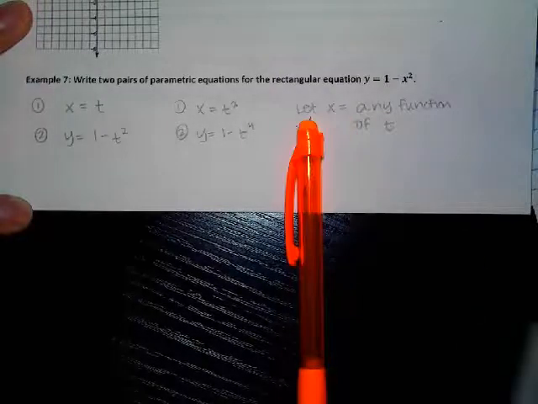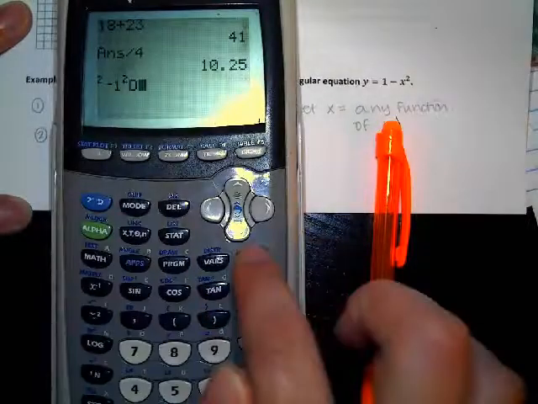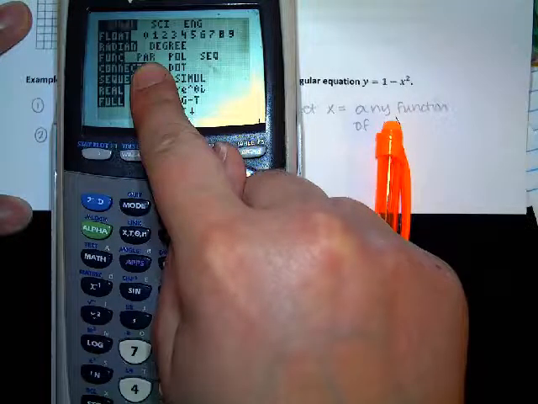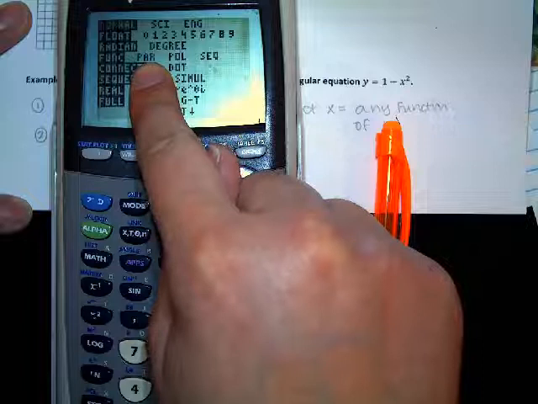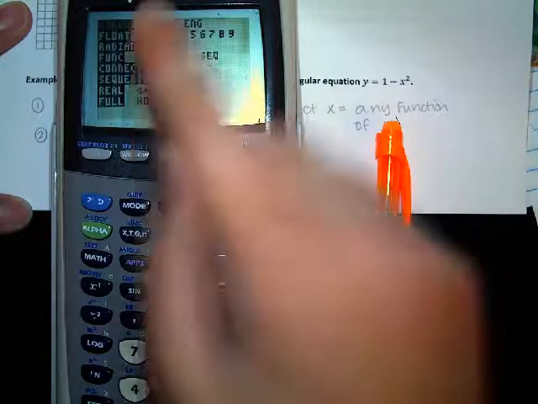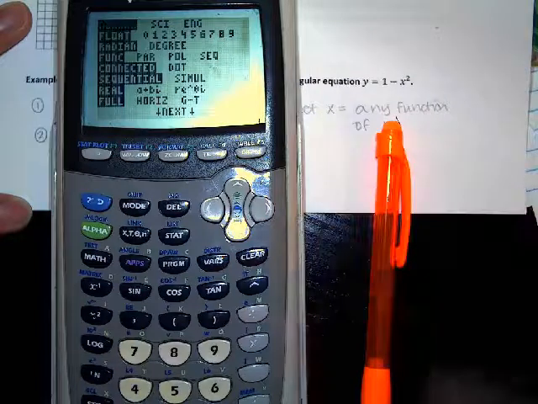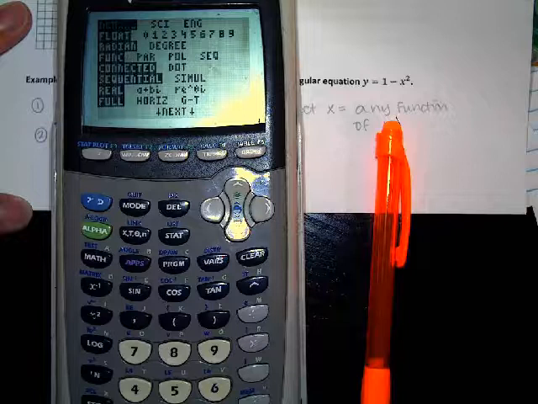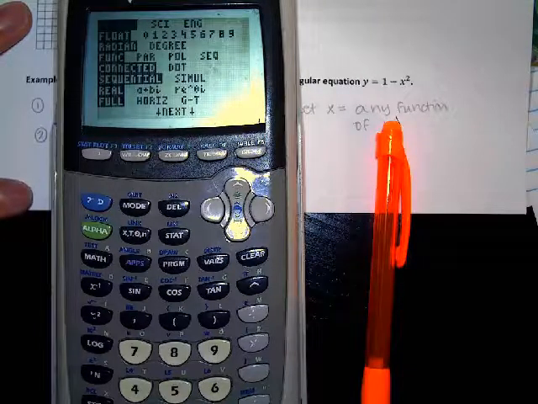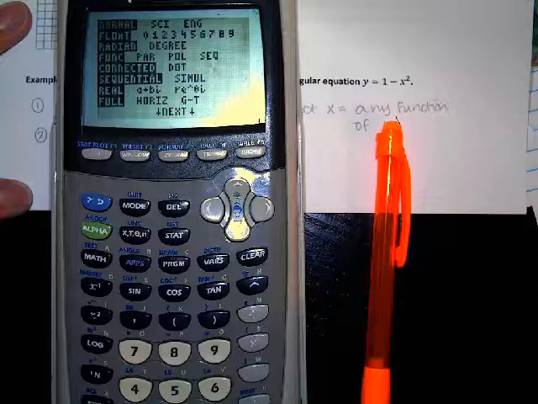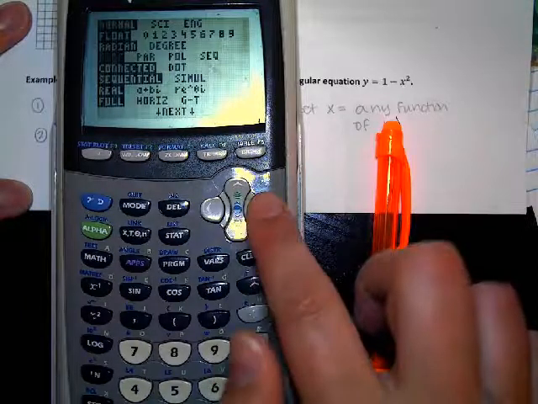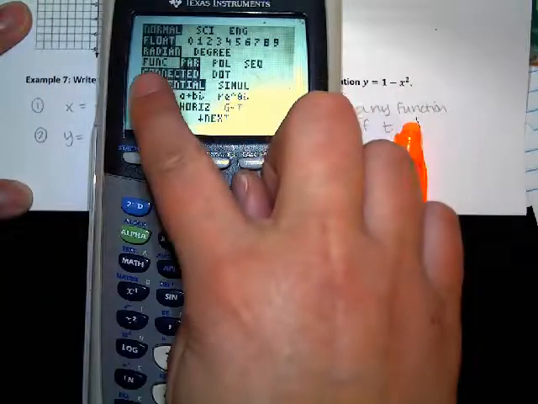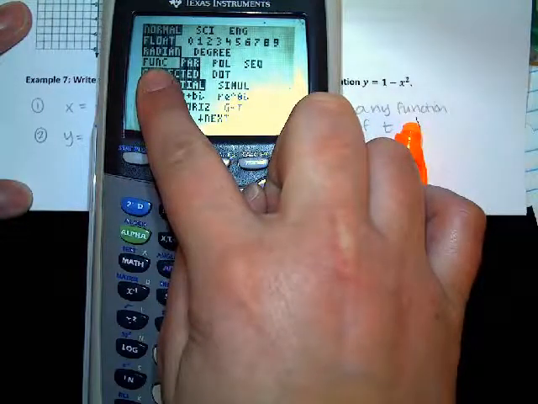Actually, if you look, this is a mode you can change, and we have parametric. So when you graph in terms of parametric, it asks you for an x and a y instead of only asking for a y. That's what allows you to graph in terms of parametric on your calculator. So I was showing you that in the mode of your calculator, you can switch from the function mode into the parametric mode.